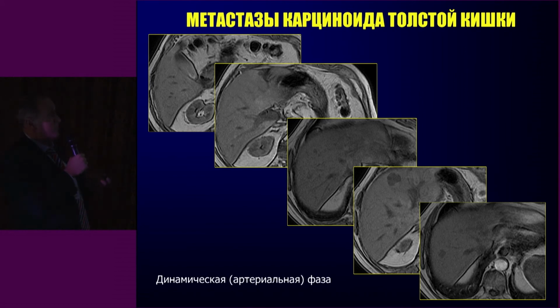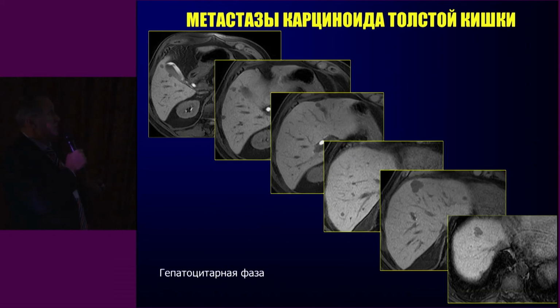Then colon carcinoid metastasis. Without Primavist, we will see this pattern. But if we use hepatospecific contrast, we can visualize secondary changes with a size of up to 3 millimeters.